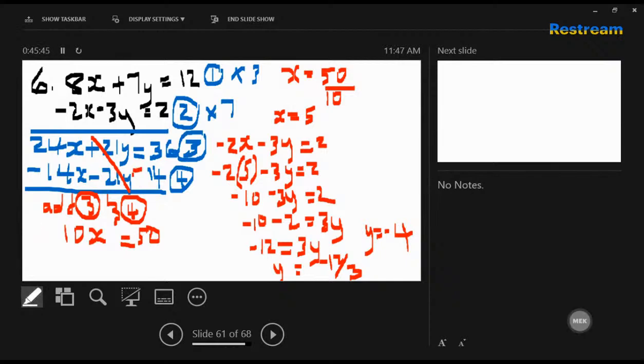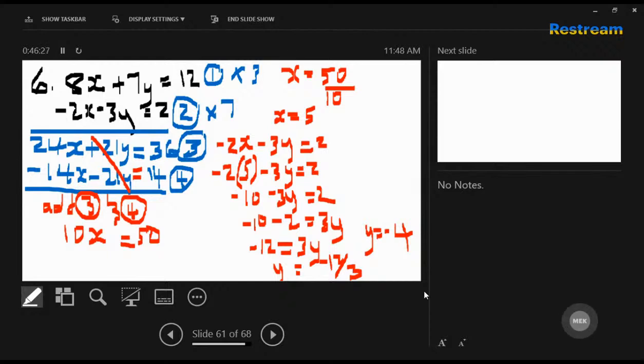So let's plug those in and see if they add up. If x is 5 and y is negative 4, 8 times 5 is 40, and 7 times negative 4 is negative 28. 40 minus 28 is 12. Negative 2 times 5 is negative 10. Negative 3 times negative 4 is positive 12. Negative 10 minus 12 does give 2. So that means our solution set is indeed the solution set, and our answers are correct.